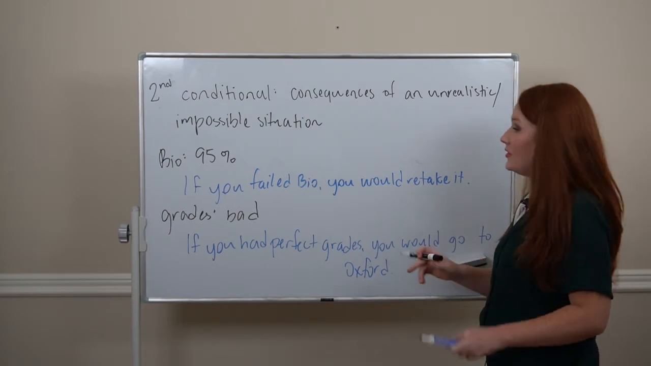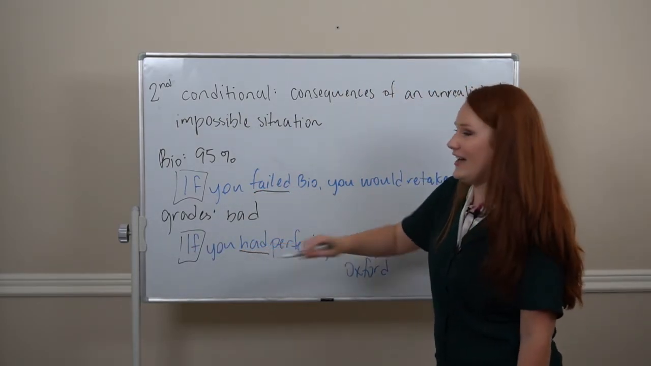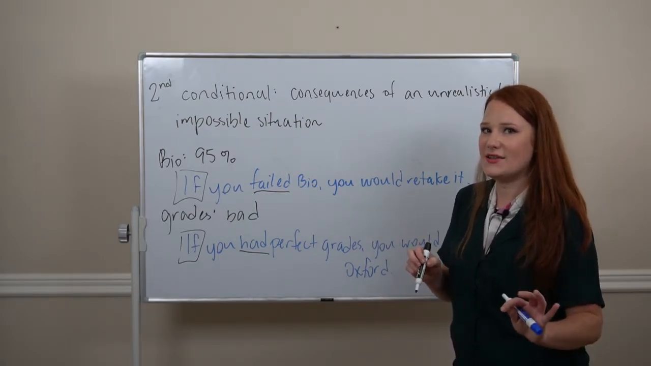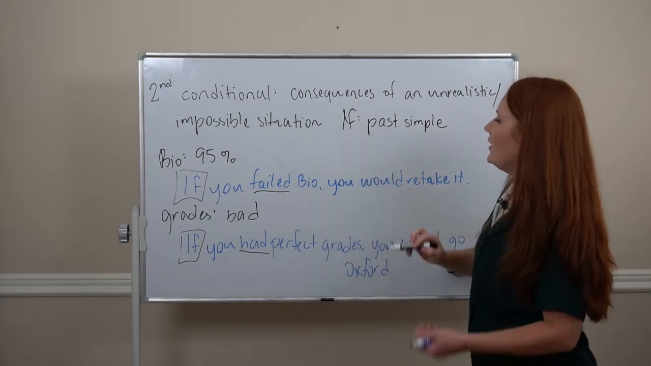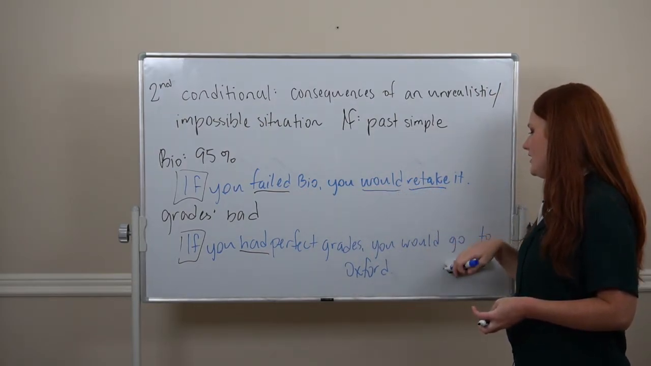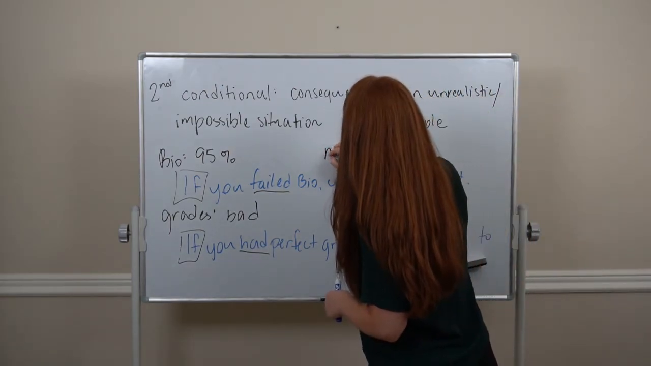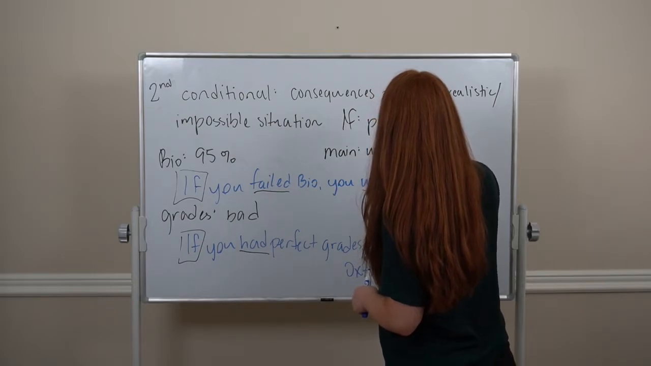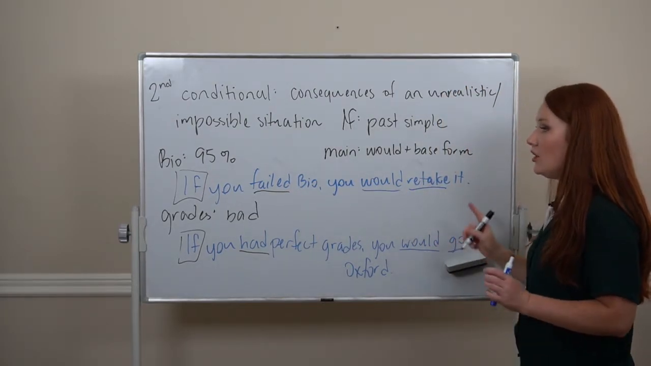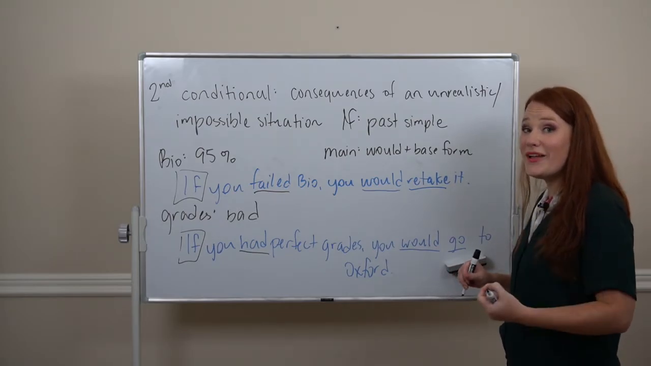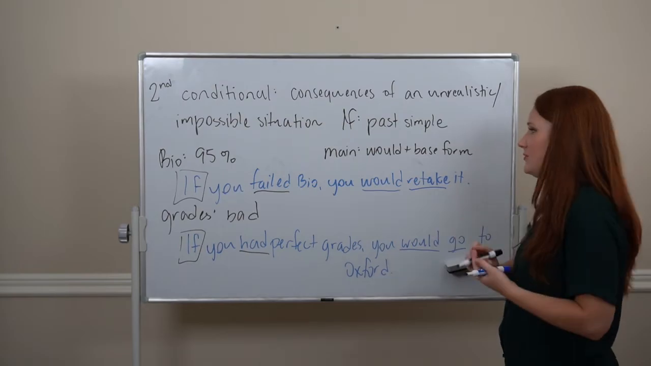So let's look at our verb forms here. In the if clauses, what is this? Failed, had. Those if clauses have past simple. And our main clause, would retake, would go. These are would plus the base form. All right, you would retake, you would go, would plus base form. First conditional was will, future simple. This is would retake.